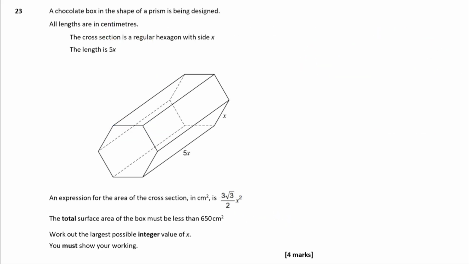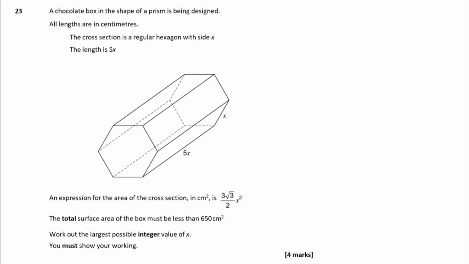Question 23. A chocolate box in the shape of a prism is being designed. All lengths are in centimeters. The cross section is a regular hexagon with side x. The length is 5x. The expression for the area of the cross section in squared centimeters is 3 lots of root 3 over 2 lots of x squared. The total surface area of the box must be less than 650 centimeters squared. Work out the largest possible integer value of x. You must show your working.